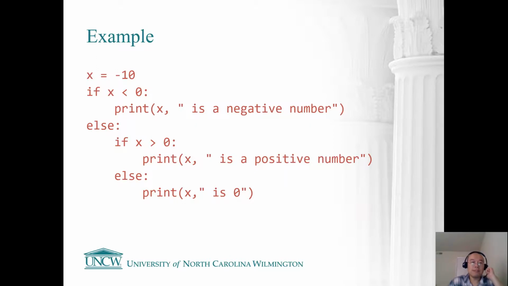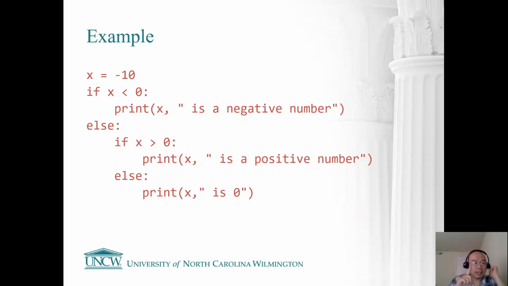Say x is -10, and then we are going to check if x is smaller than 0, and then we print x is a negative number. Okay, and else. So this is the else branch. Then we want to check if x is greater than 0, and if x is greater than 0, we print x is a positive number.